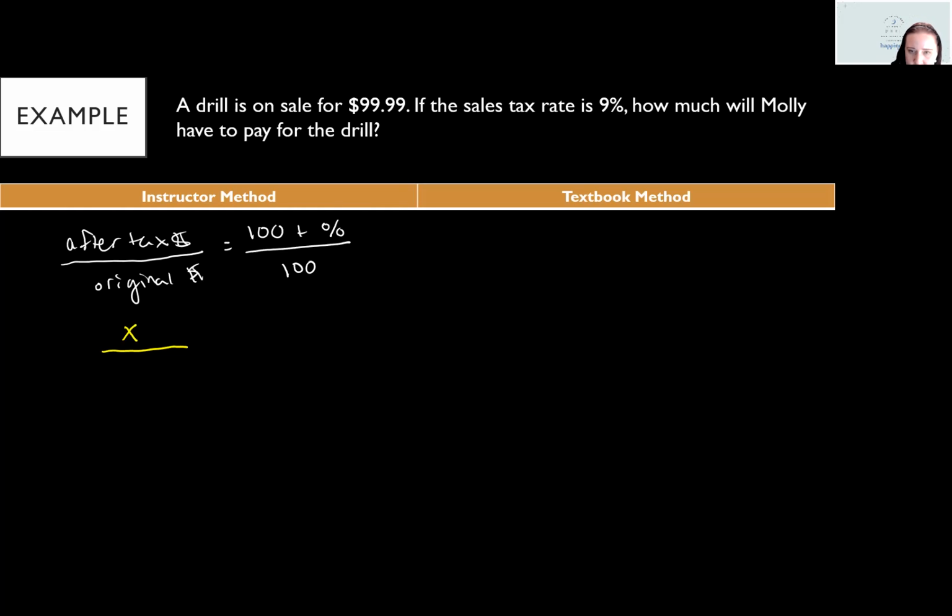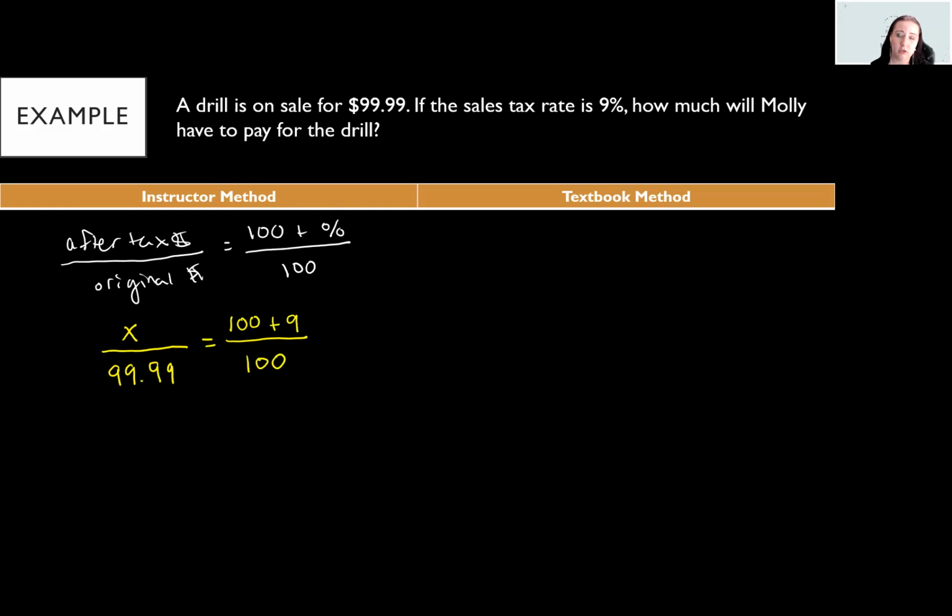The original price is how much it was before tax. So that's $99.99. And then we have 100 plus our percentage. So that's plus 9 divided by 100. So we've got this proportion that we're setting up.